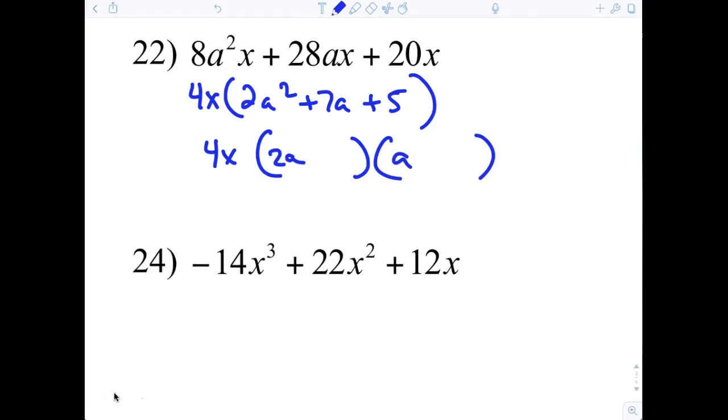Now, where does the 5 go? On the right or the left? On the left, right? 5a. They're both positive. Good job.